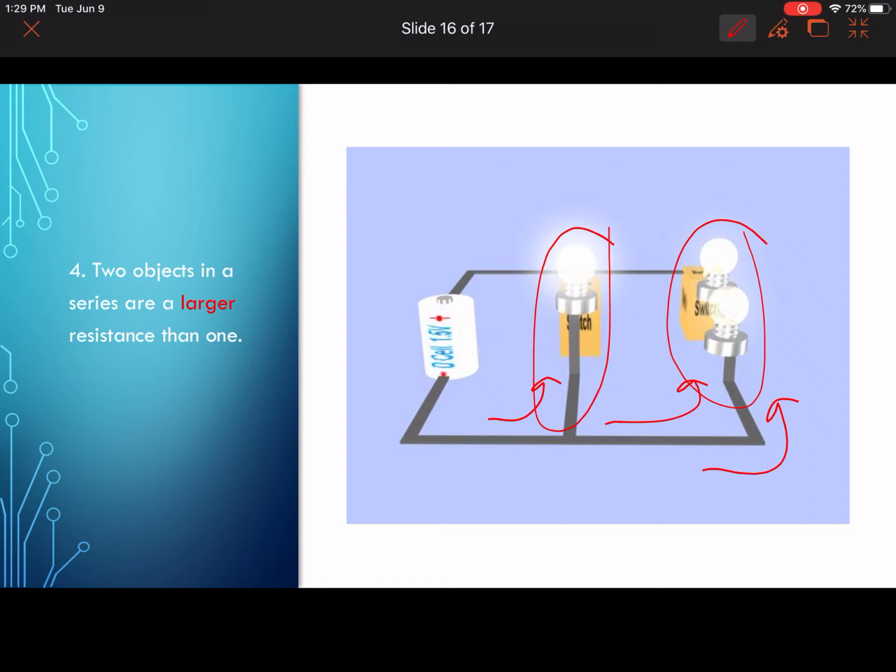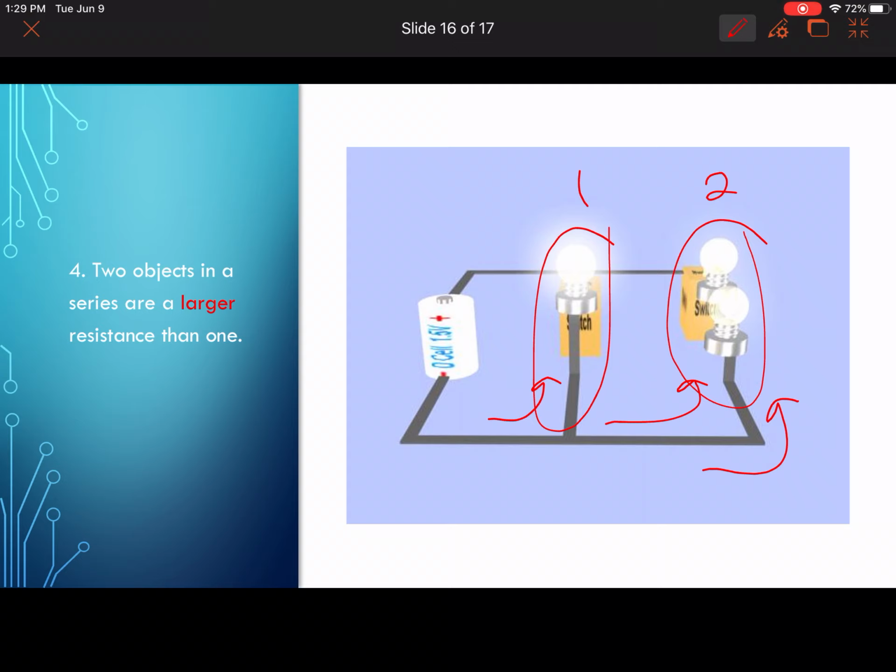The same number of electrons are moving past both of these, but this one has two resistors to the one resistor on the left. So this light bulb is going to be much brighter than the second one, where we've got two resistors. The current is going to be impacted by that, and so you'll have a larger resistance with multiple things in series.